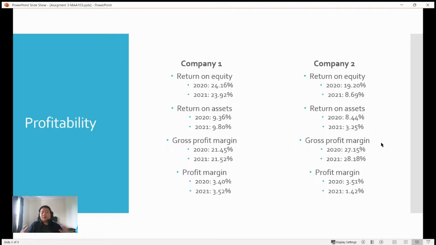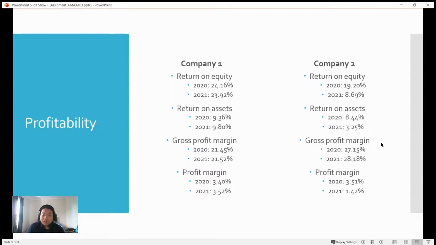We're going to judge them now by profitability. Profitability will have return on equity, return on assets, gross profit margin, and profit margin. What is return on equity, you might ask? Return on equity is the generation of income based on the shares that the company has. So, is the company using its shares efficiently or not? As you can see, company one did a better job, doing it more efficiently.